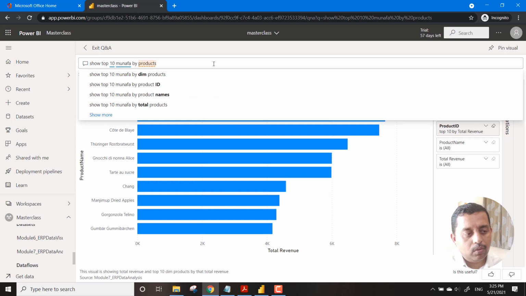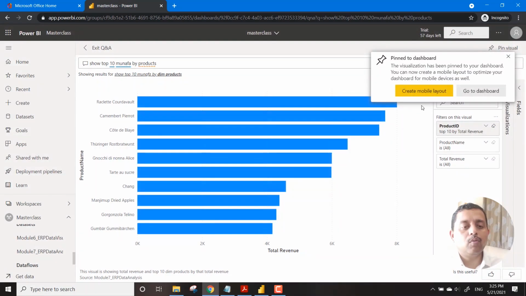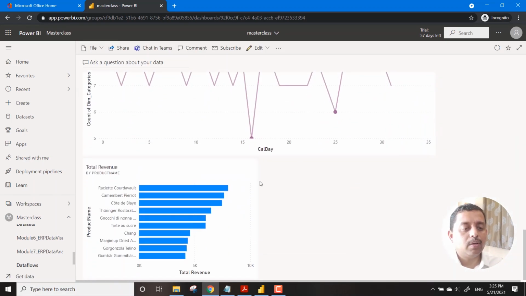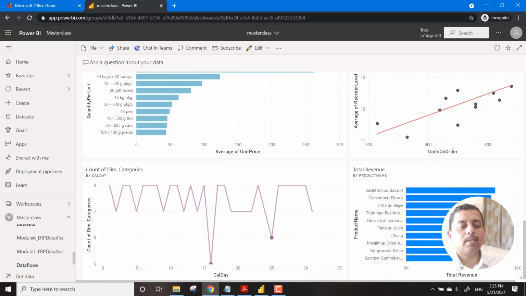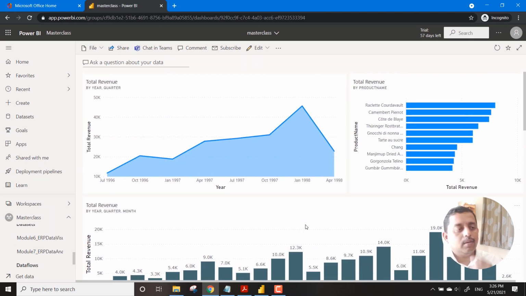What happens is, now you get a product and you like this visual. You can just say pin visual and you can pin it. So directly from the data Q&A also you can bring this live to the dashboard that you have prepared. You can see it is getting picked over here. So this is how the journey from a Power BI report to a dashboard works.